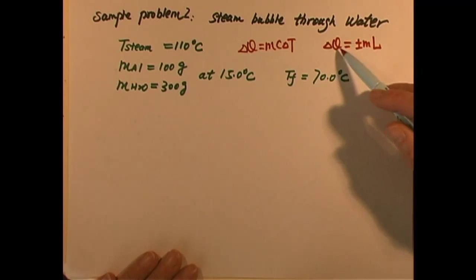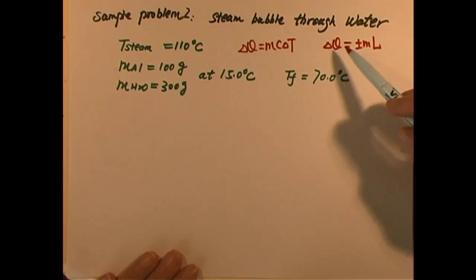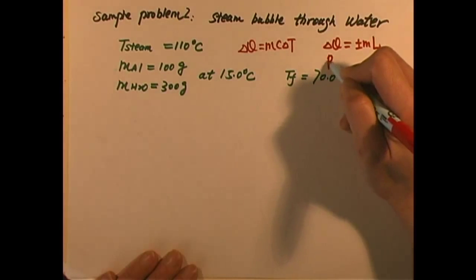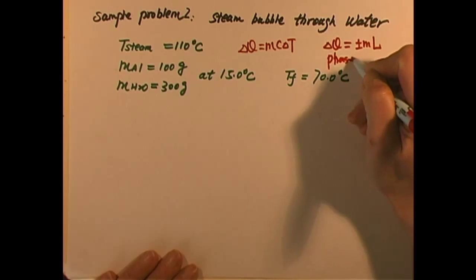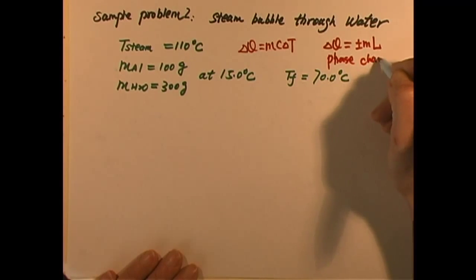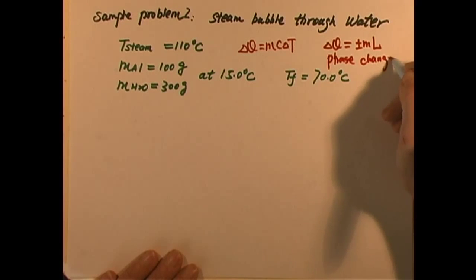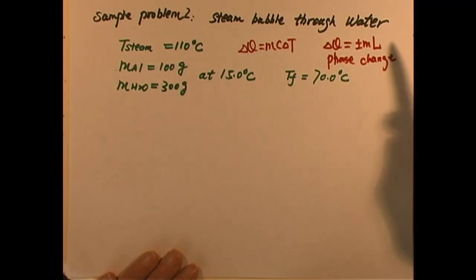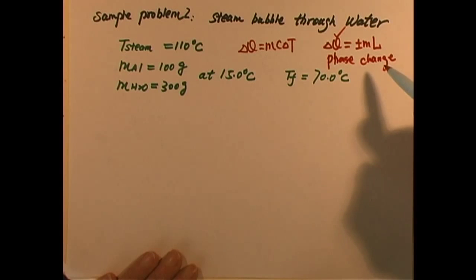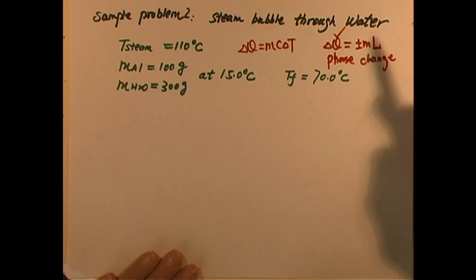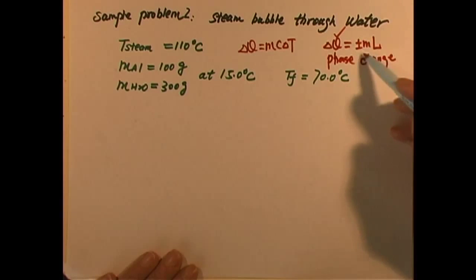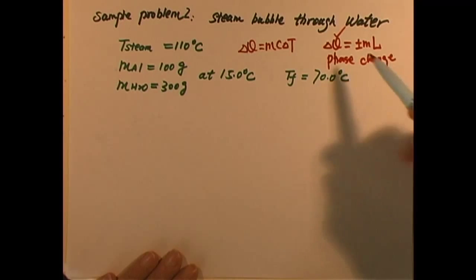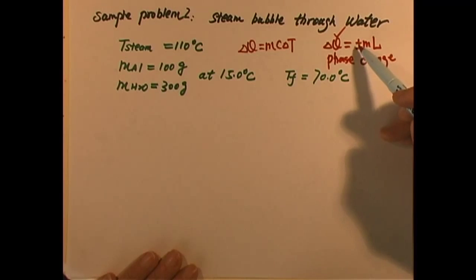Did you see this one does not have temperature involved, because I just explained that during phase change, the heat goes to potential energy. It does not go to kinetic energy. That's why temperature remains constant. So temperature is not involved. Because of that, we have to make a choice of plus or minus.